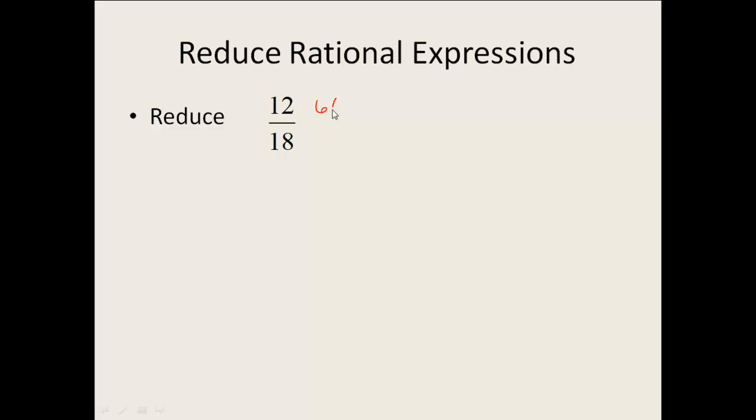And I could pull out a 6 from both of these expressions, because 6 times 2 would give me 12. Excuse me, 6 times 3 would give me 18. Then I can cancel my 6's out, and I would be left with 2/3. We do a very similar process when we're reducing rational expressions.